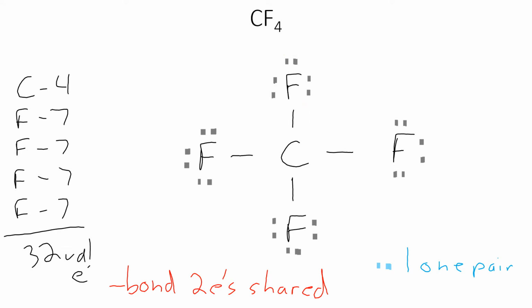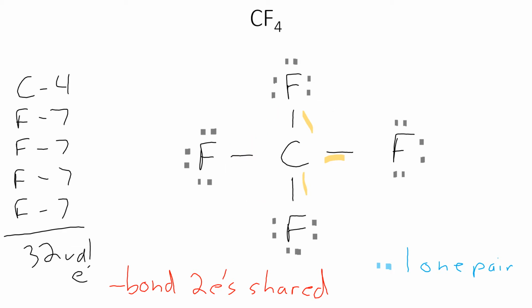And now if we look around that carbon, does that carbon have 8 electrons in its area? You can count them up. 2, 4, 6, 8. Yes, that carbon also is satisfying that octet rule.